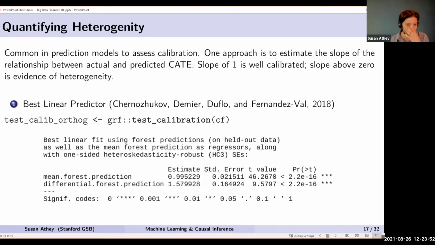So one of the things you can do is run a regression, basically, of the actuals on the predictions using the score approach. And what we find here, this is a calibration package that's based on some work from Victor Chernozhukov, and it's in our package. And we see here there's a coefficient of 1.57. Perfect calibration would be 1, but the higher our predictions, the higher the actuals.